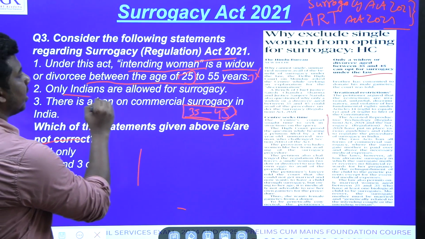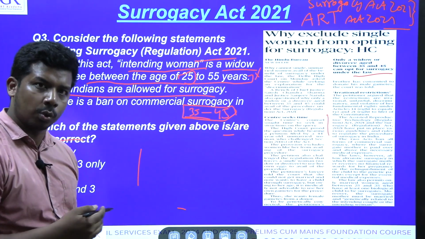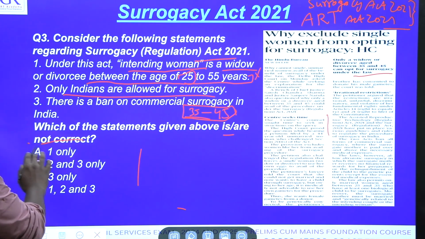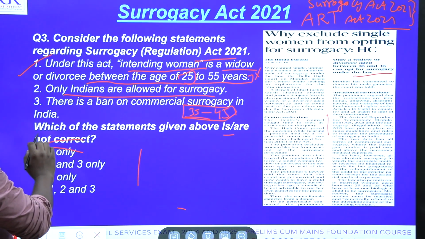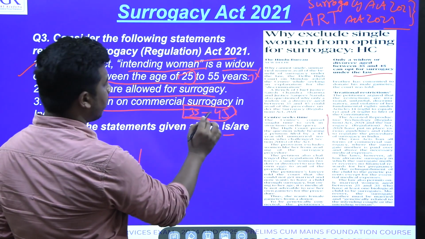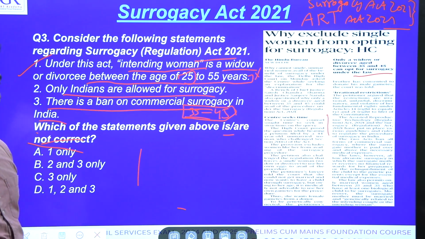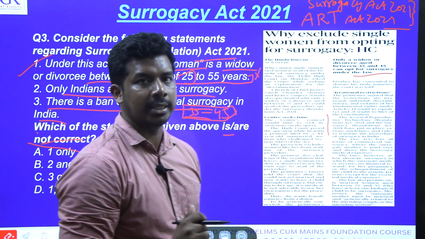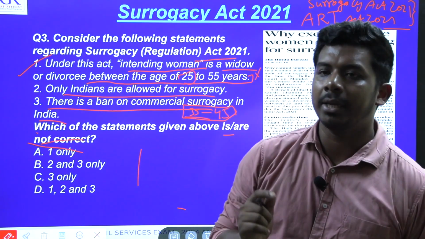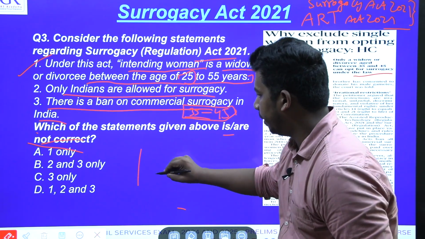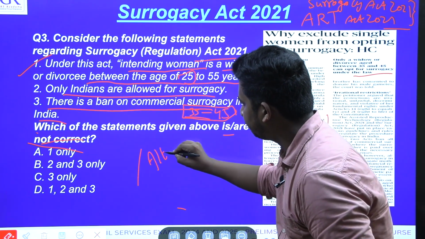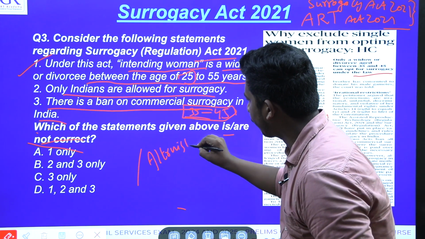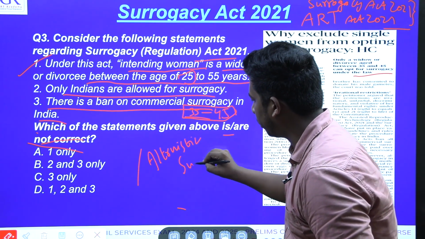Next, only Indians are allowed for surrogacy. Yes, this is true. This statement is correct. So only the first is not correct. Third, there is a ban on commercial surrogacy in India. Yes, this act has banned commercial surrogacy. It only allows something called altruistic surrogacy.